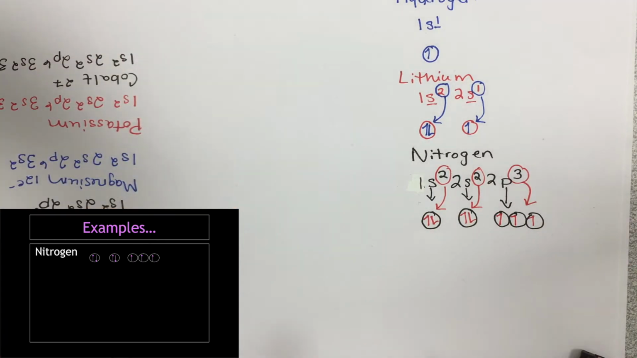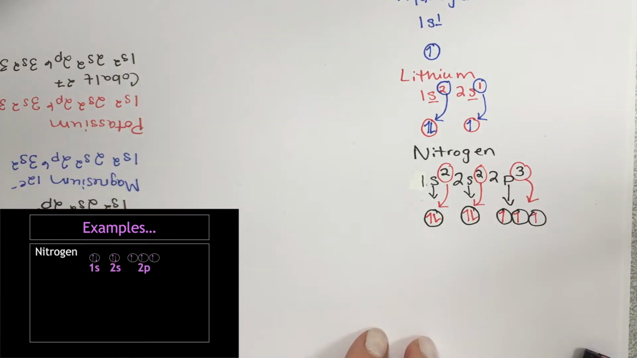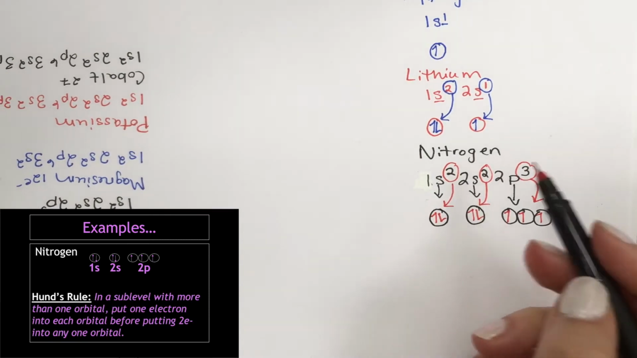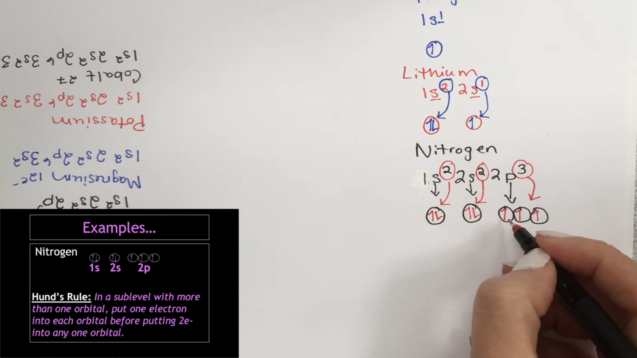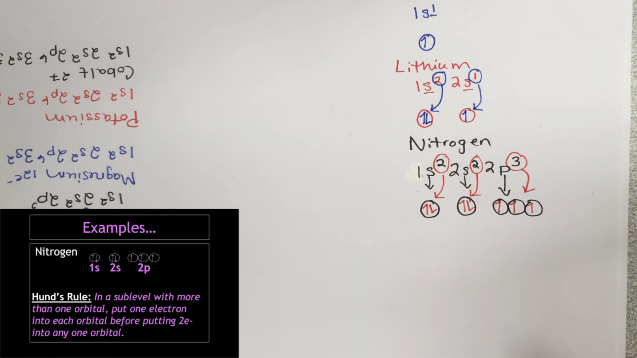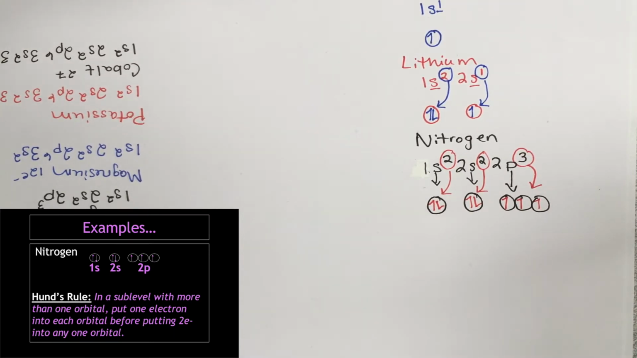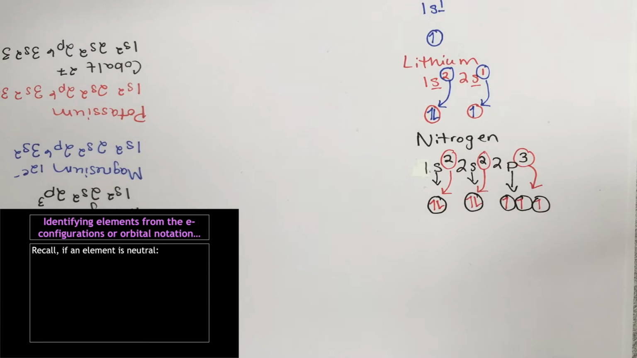Okay, let's move on to another example. So Hund's rule: you know how I just told you that you have to have 1 electron in each circle before you fill the second one? That's Hund's rule. All of these rules, guys, you do need to know, and they will be matching questions on the test. Recall that if an element is neutral, the atomic number equals electrons equals protons.